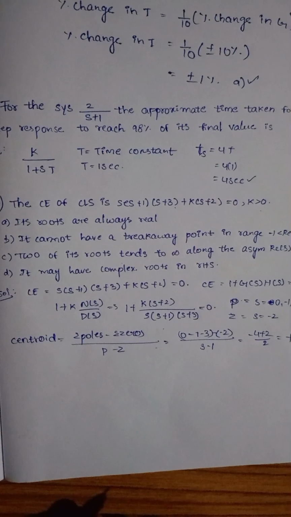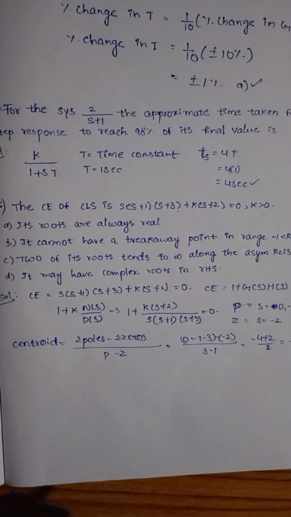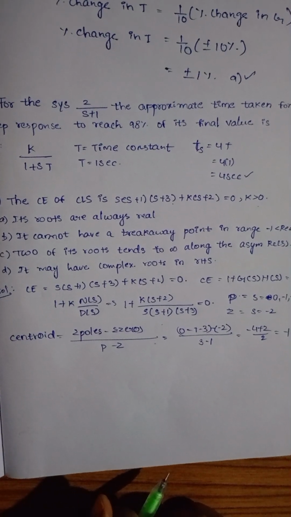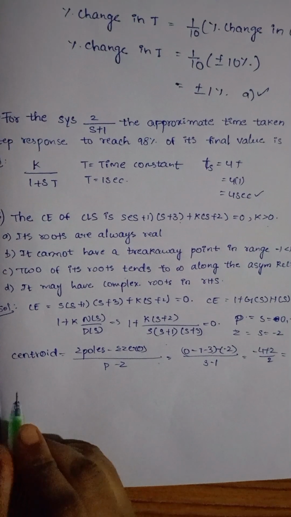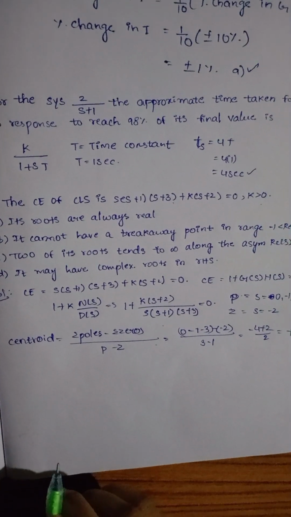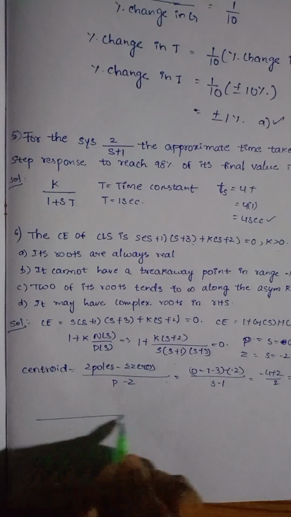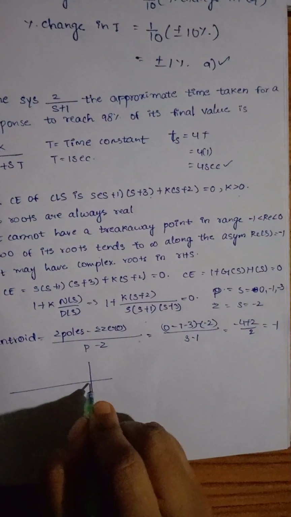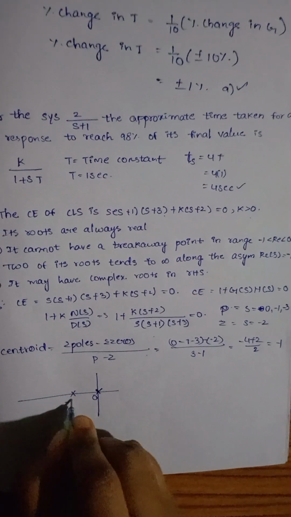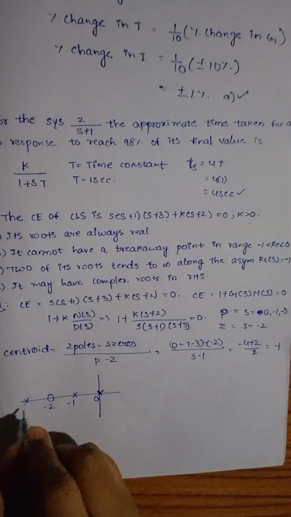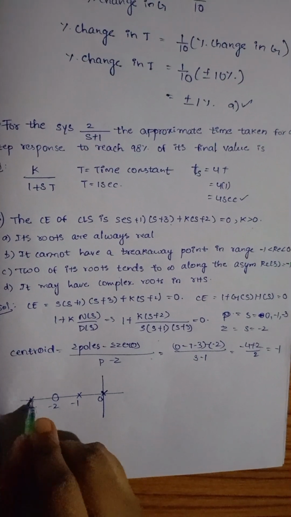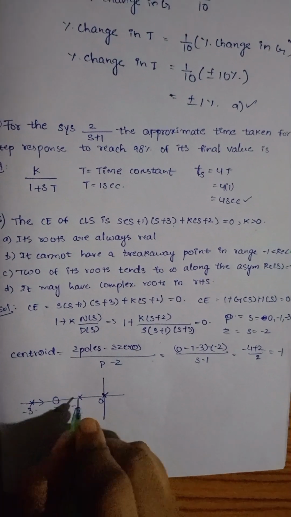Now let's calculate the breakaway point. The breakaway point will always be obtained between two open loop poles. At every pole, a root locus branch will start. Let's draw here: this is the pole at 0, the pole at minus 1, the zero at minus 2, and the pole at minus 3. Here a root locus branch will start and terminate at the zero.